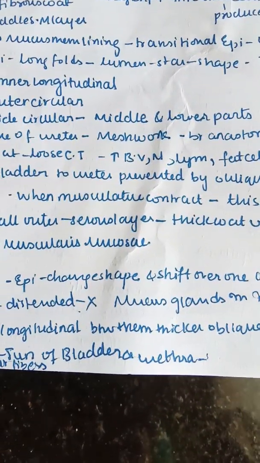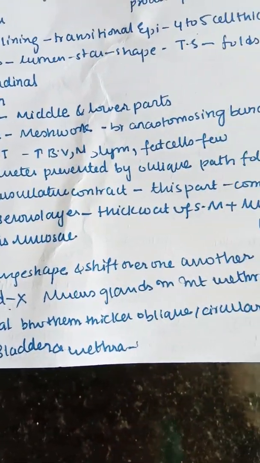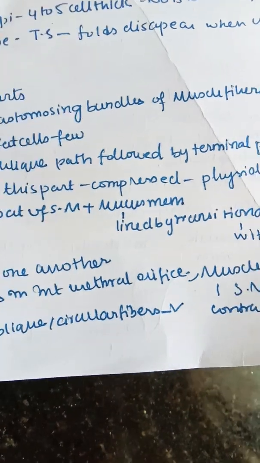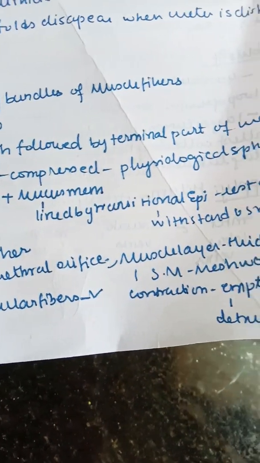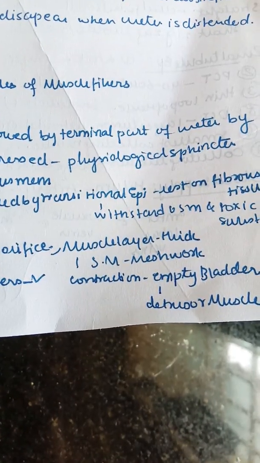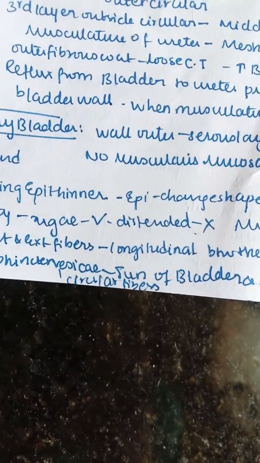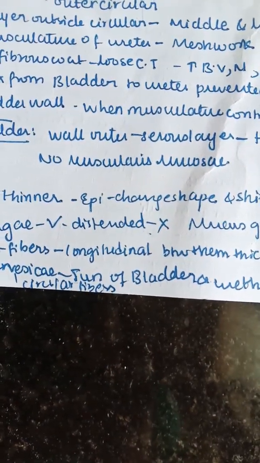Now let us check out the urinary bladder. The wall's outer layer is a serous layer, with a thick coat of smooth muscle, along with the mucous membrane lined by transitional epithelium resting on fibrous tissue. This transitional epithelium withstands stretching and also toxic substances. Remember that the urinary bladder doesn't have any muscularis mucosa layer.